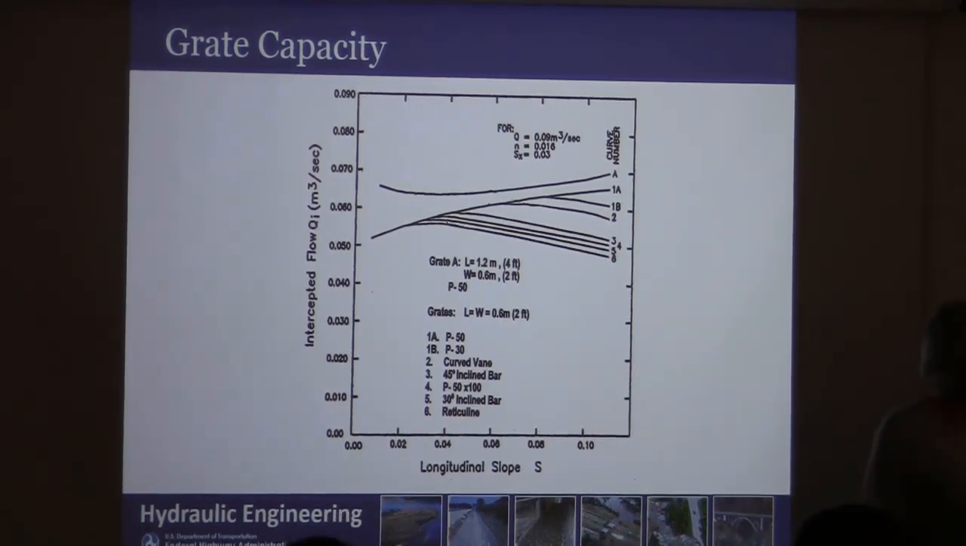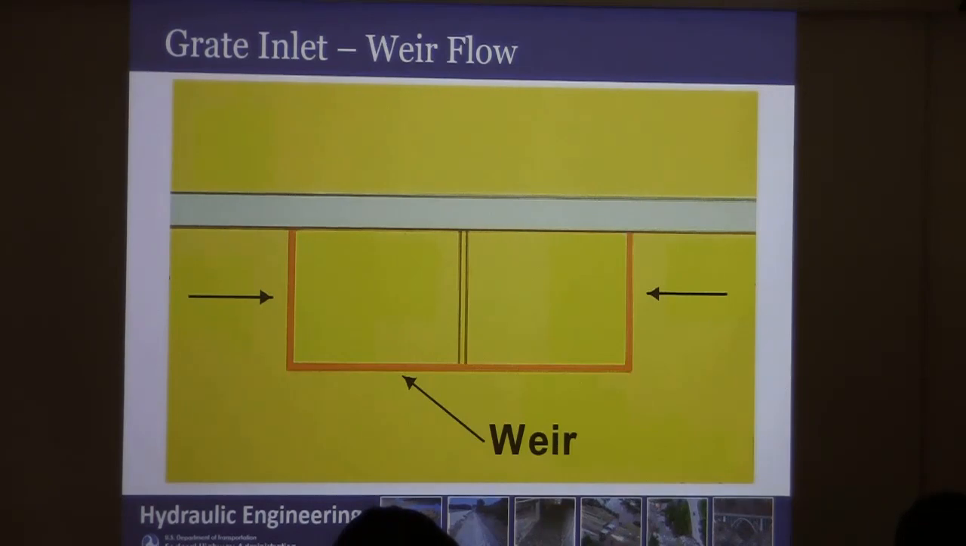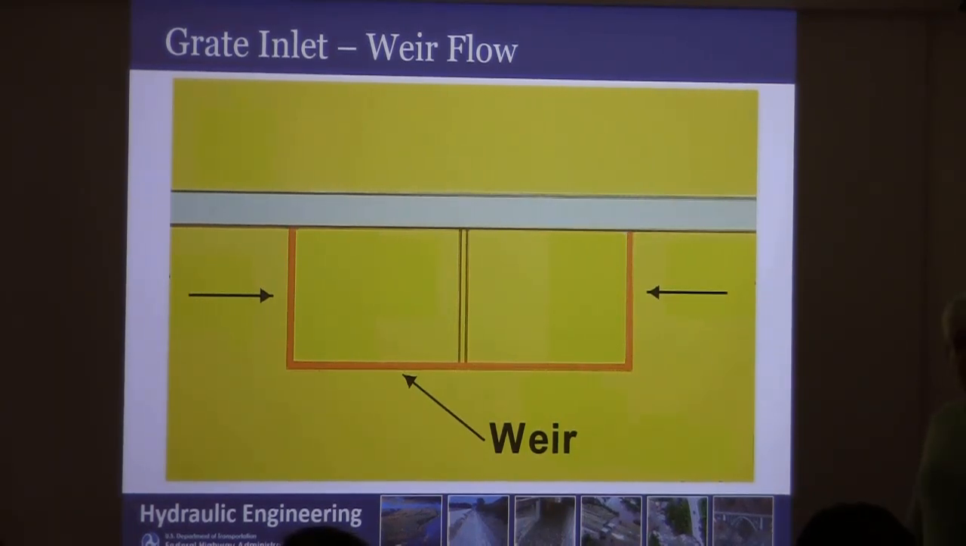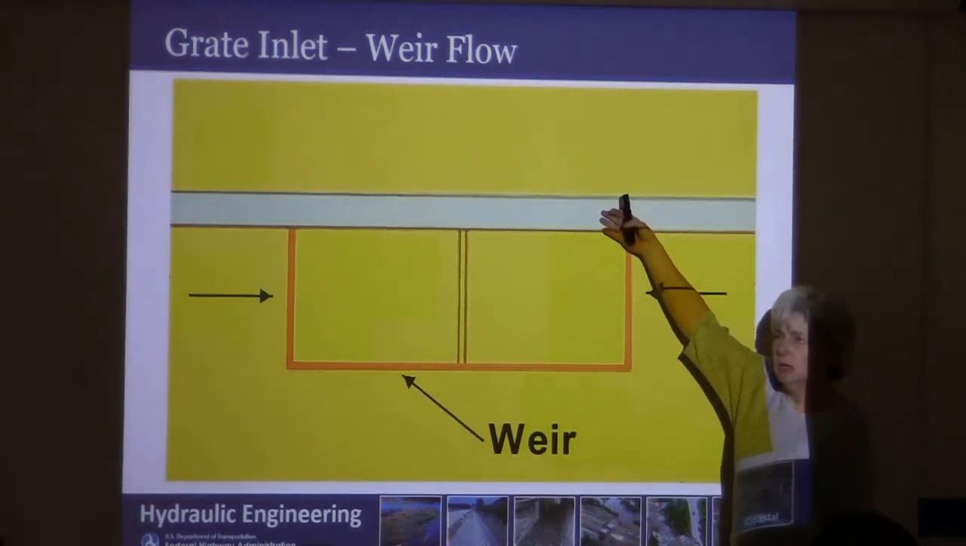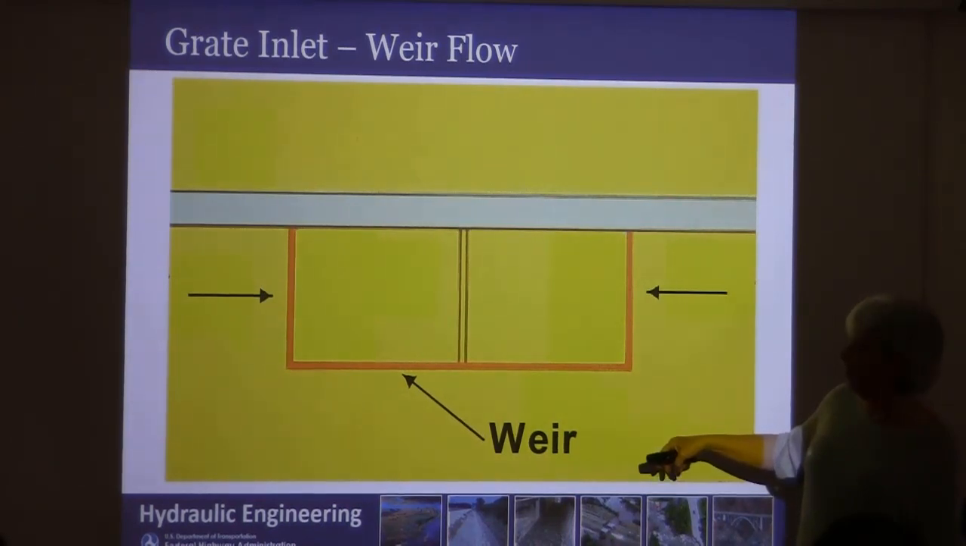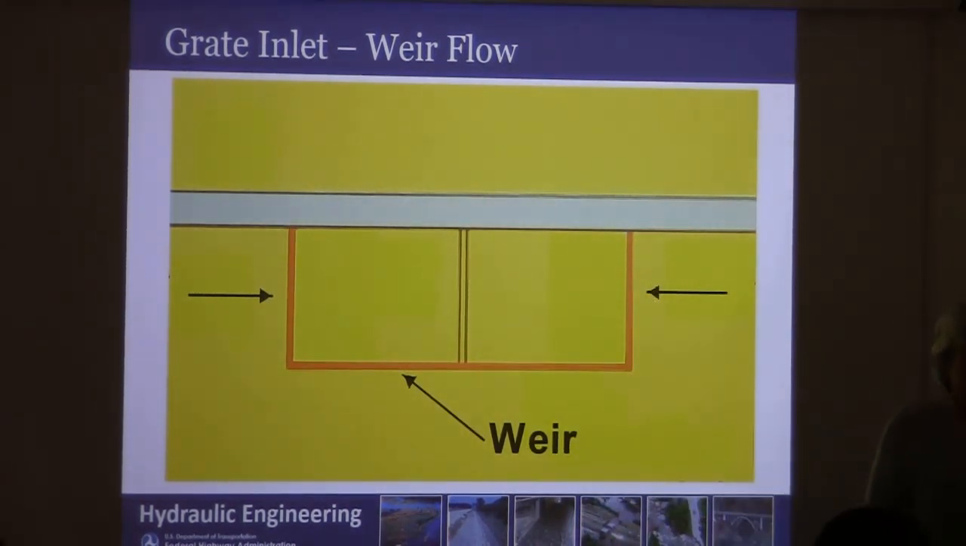Anyway, it's just kind of an interesting one. So when we talk about inlet flow, weir flow at a grate inlet, we're not looking at the four sides. We don't look at the whole perimeter because this is a curb. So no water is coming in on this side. So when you're figuring out the perimeter or the length for your weir, you're only looking at the three sides. Okay?